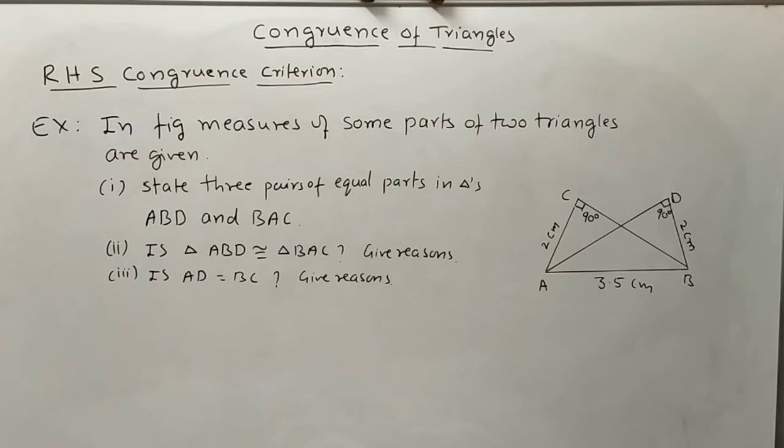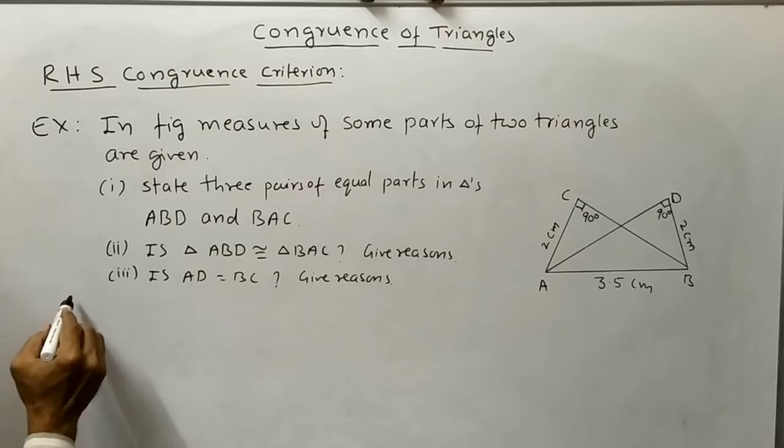In the figure, measures of some parts of two triangles are given. Number 1. State three pairs of equal parts in triangles ABD and BAC. Second one. Is triangle ABD congruent to triangle BAC? Give reasons. Third one. Is AD equal to BC? Give reasons. Solution.